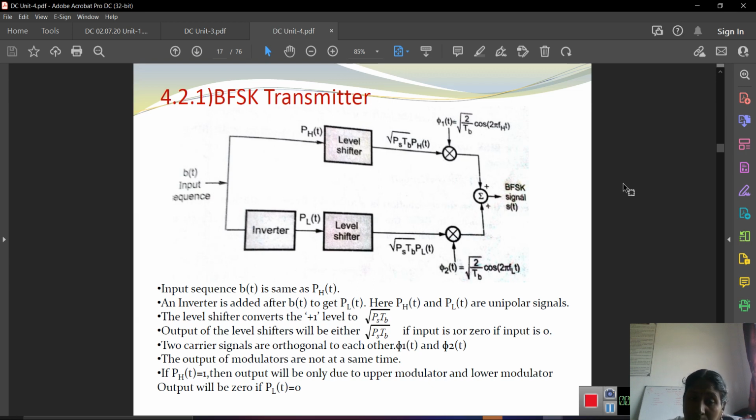The output of the level shifter will be either root of Ps TB if the input is 1, or 0 if the input is 0. The two carrier signals phi 1 of t and phi 2 of t are orthogonal to each other. The outputs of the modulators are not at the same time. If P_H of t equals 1, then the output will be only due to the upper modulator, and the lower modulator output will be 0 since P_L of t equals 0. Upper means the higher level, lower means the 0 level.